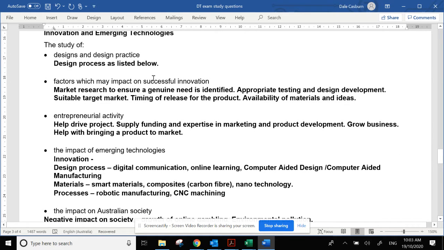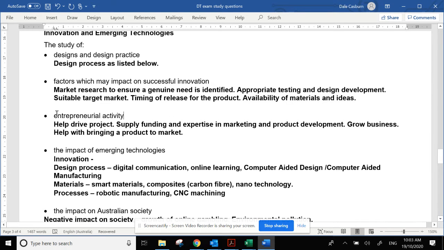Factors that may impact on successful innovation. So market research to ensure a genuine need is identified. Appropriate testing and design development is going to be important. Making sure that you actually have a suitable target market. Somebody's actually going to want what you are designing. Obviously, the timing and the release of the product is always considered super important and often comes up in questions about factors that can impact a successful innovation. And the availability of material and ideas is going to be big in that as well.